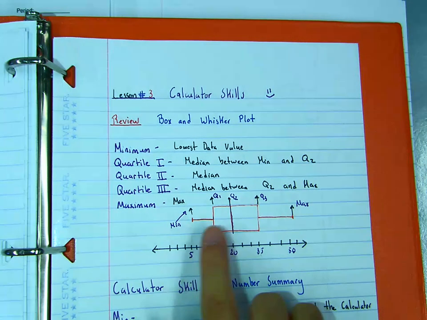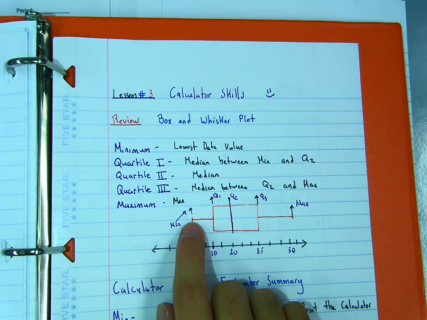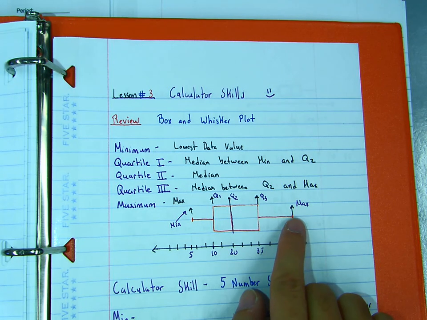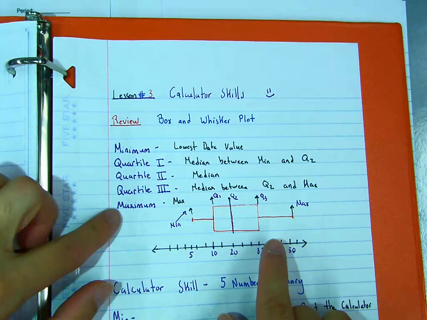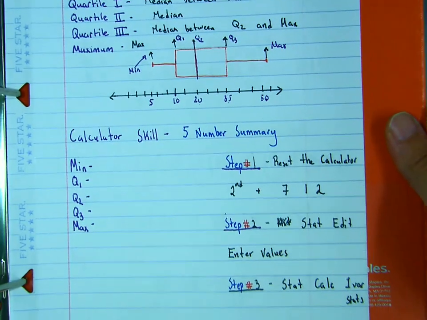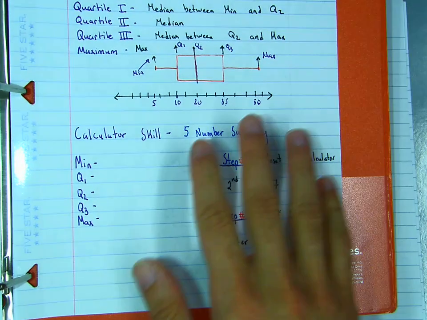And within this box and whisker plot, this part over here we call the min, the Q1, the Q2, the Q3, and the max, right? And these are the 5 data values. And hopefully we remembered the calculator skills needed to have this down.